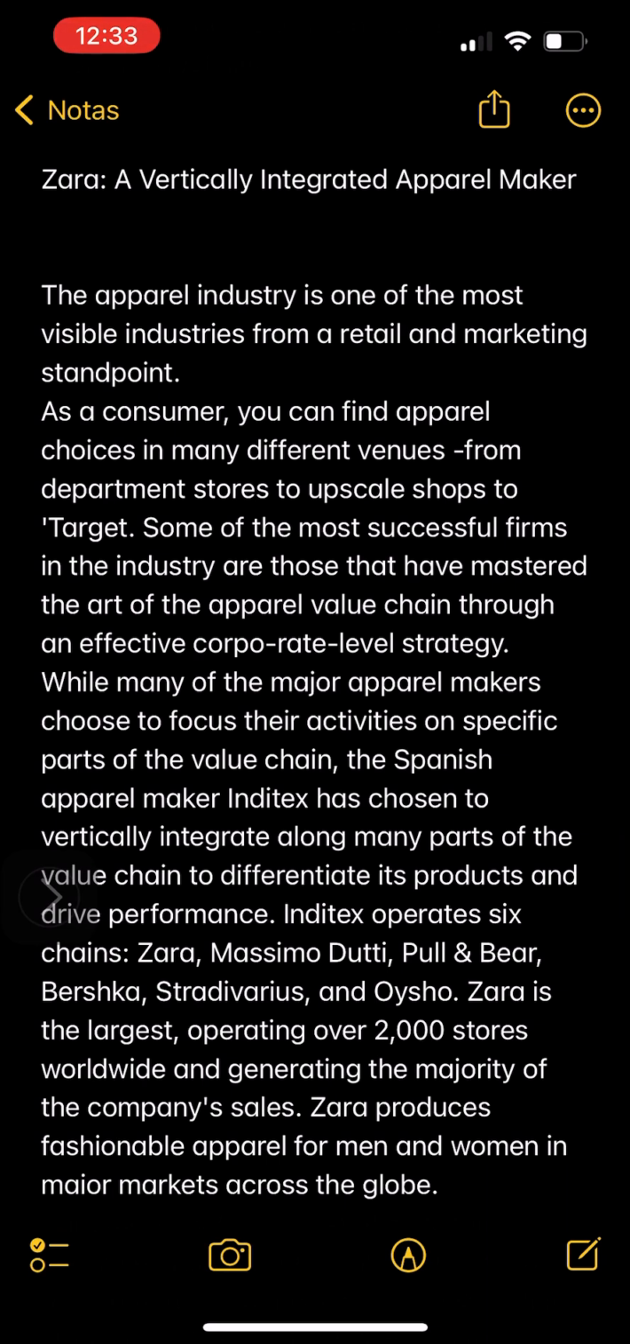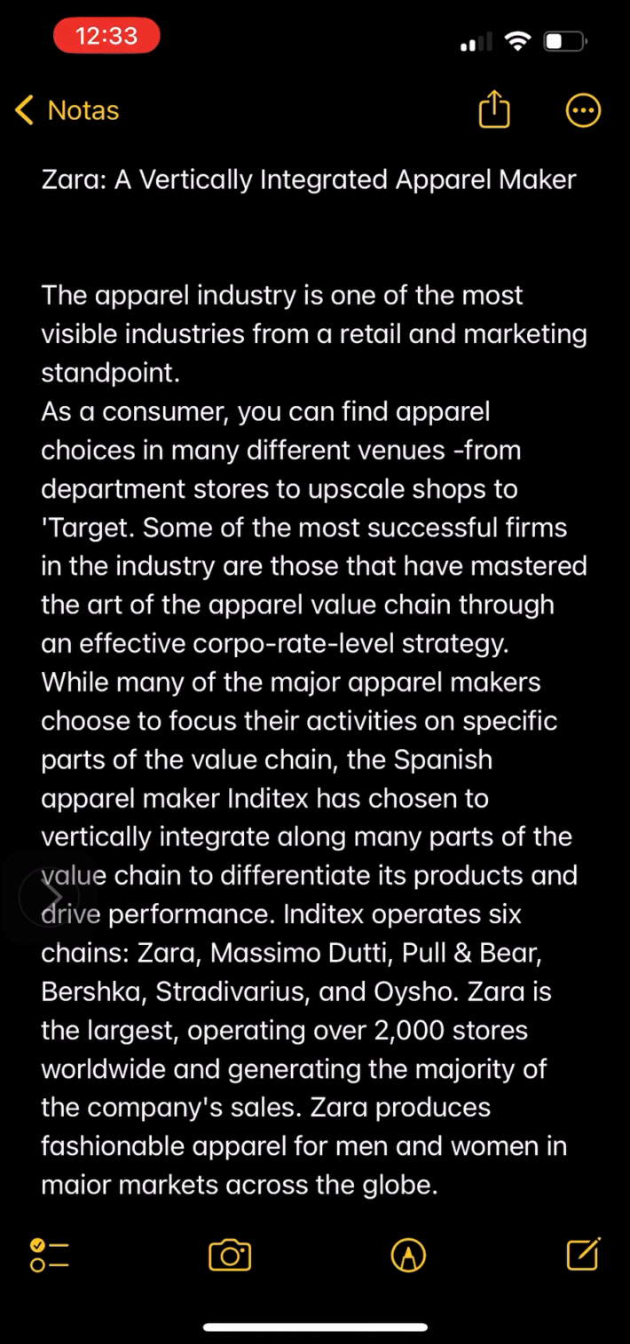Some of the most successful firms in the industry are those that have mastered the art of the apparel value chain through an effective corporate level strategy. While many of the major apparel makers choose to focus their activities on specific parts of the value chain, the Spanish apparel maker Inditex has chosen to vertically integrate along many parts of the value chain to differentiate its products and drive performance. Inditex operates 6 chains: Zara, Massimo Dutti, Pull & Bear, Bershka, Stradivarius, and Oysho.